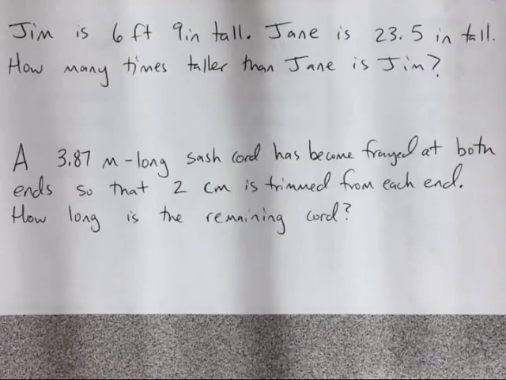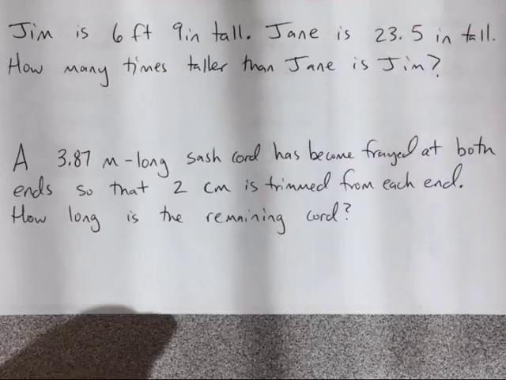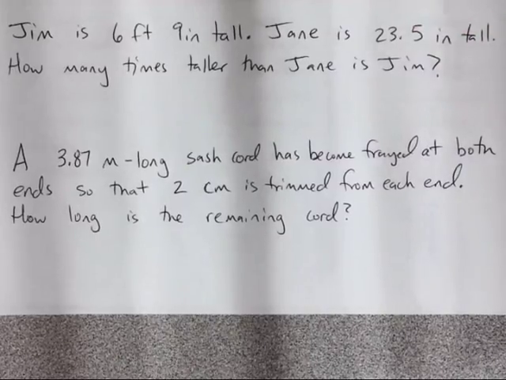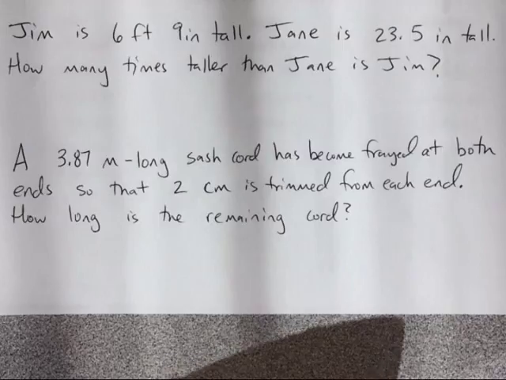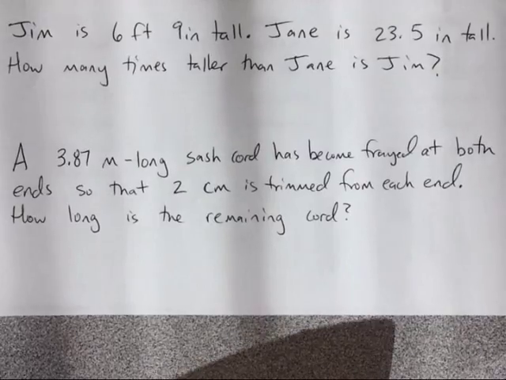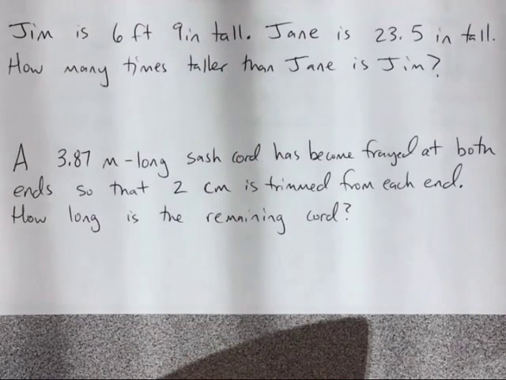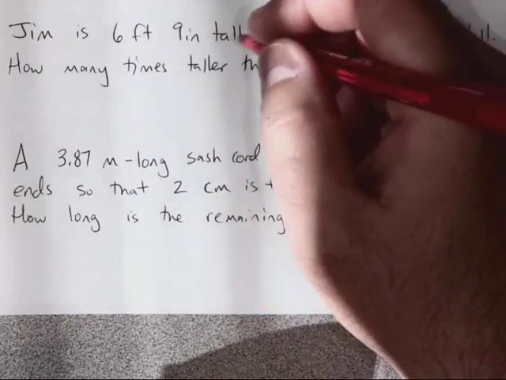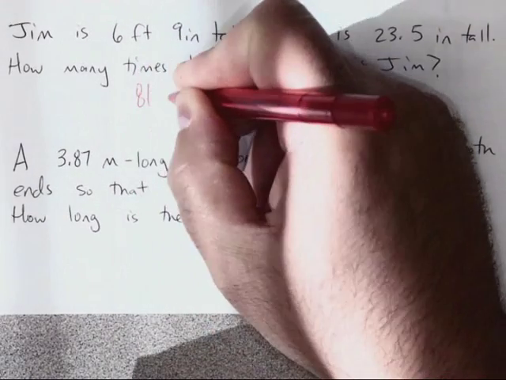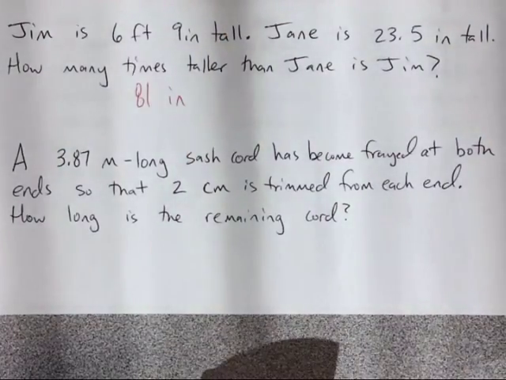Notice that Jane is in inches, and that is as a decimal. So I'd recommend getting both Jane and Jim in the same units. It's easier for me to convert Jim into inches, right? I know that 6 foot is going to be 6 times 12 inches, because there's 12 inches in a foot. So that's 72 inches for the 6 foot plus the 9 inches. So Jim is 81 inches. And Jane is 23.5 inches. So now they're both in inches.